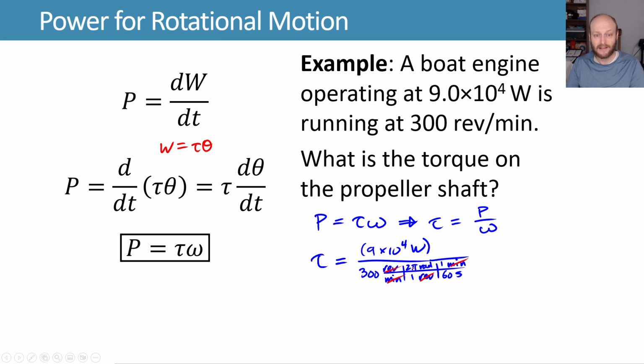Now we have watts divided by inverse seconds, leaving us with joules per second times seconds, or just joules, which is Newton meters. You can write all that out to convince yourself that this is actually fine and I'm not pulling a fast one on you. And we end up with our torque is 2,865 Newton meters worth of torque for this engine.